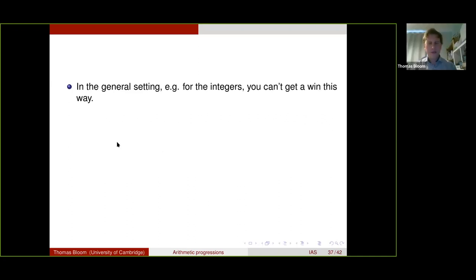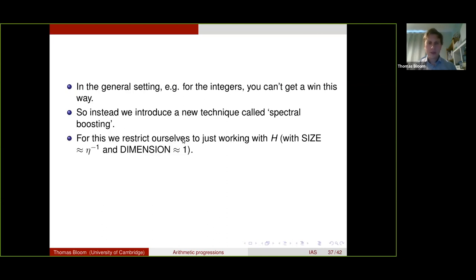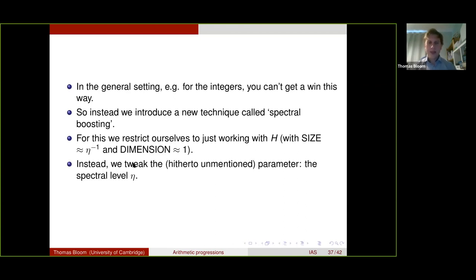So as I say, for the integers, you can't get a win this way. And instead, this is the second main new thing that we introduce, which is called spectral boosting. For this, we still just work with H. We don't increase the size of H at all. We like H because it has very small dimension, dimension big O(1), which is great for us. It's just that the size is a little small. Instead, we don't change the size or the dimension. We change the actual spectral level parameter eta.